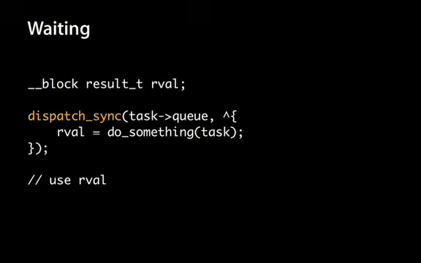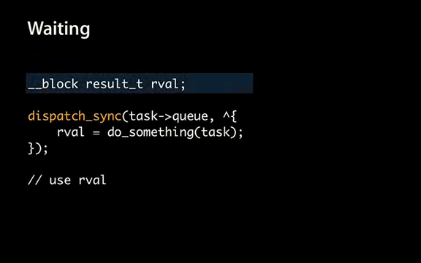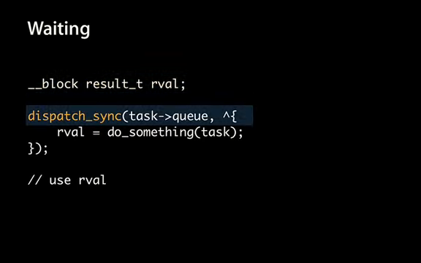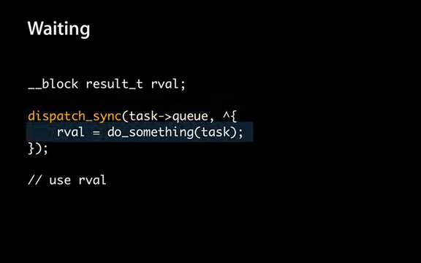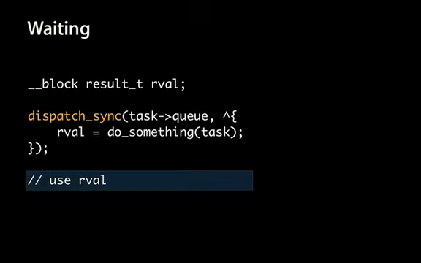So it's real simple. Here's an example using the syntax that was outlined earlier in the talk with the underscore block syntax. We're going to set up an rval to get the result of a function. We can then enqueue the block on the target queue and let it run in the proper order of all the blocks enqueued. And then finally, once the block runs, it can do its work, generate the result, and once that block completes, dispatch sync will return, and now we can use the resulting value.